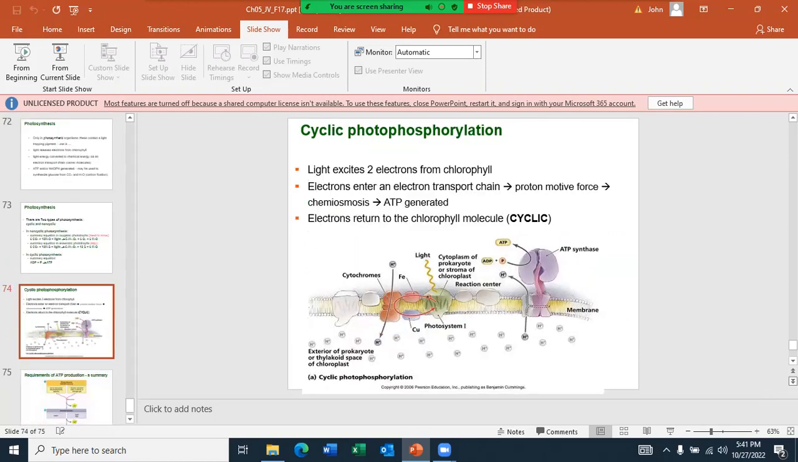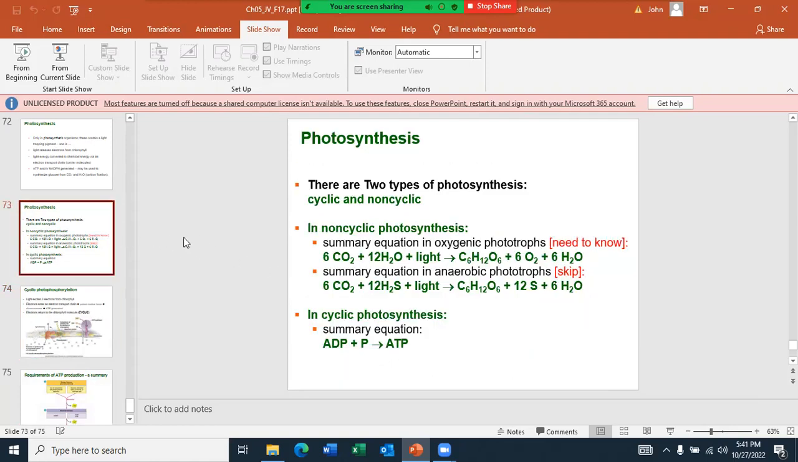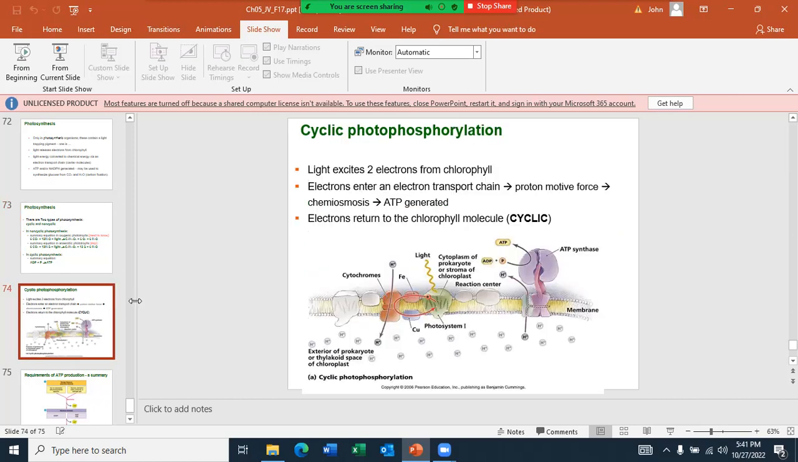All right, let's talk a little bit more about cyclic photosynthesis, because you should have had non-cyclic photosynthesis in your Biology 160 class. In cyclic photosynthesis, the reaction starts with light, and the light hits an electron in chlorophyll, and it excites the electron and then causes the electron to start moving. Let me see if I can blow this up.